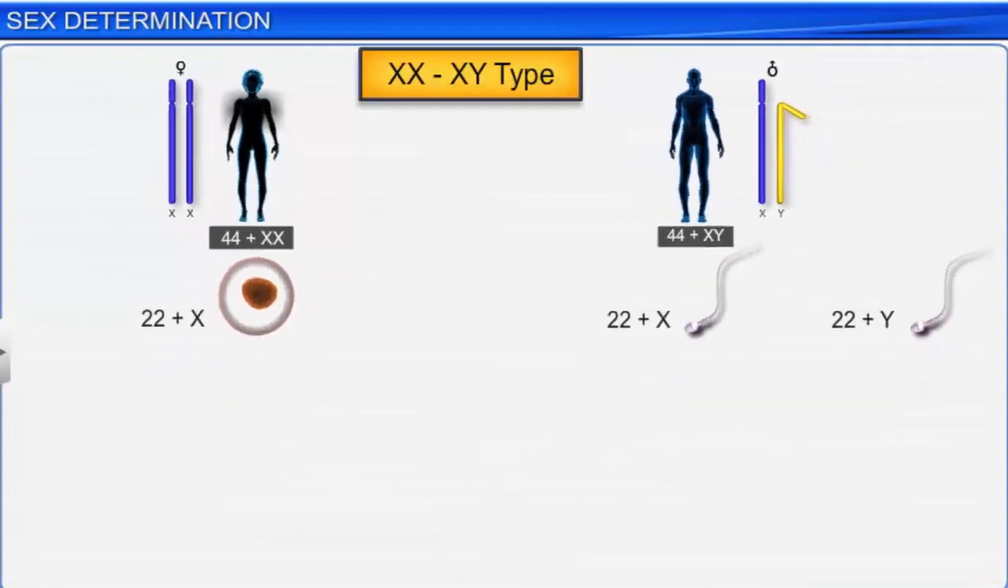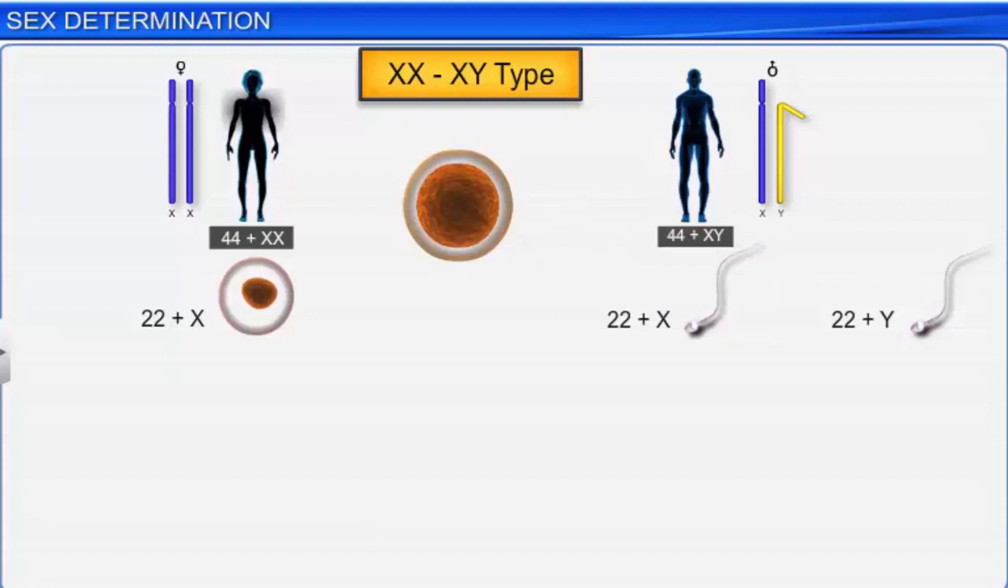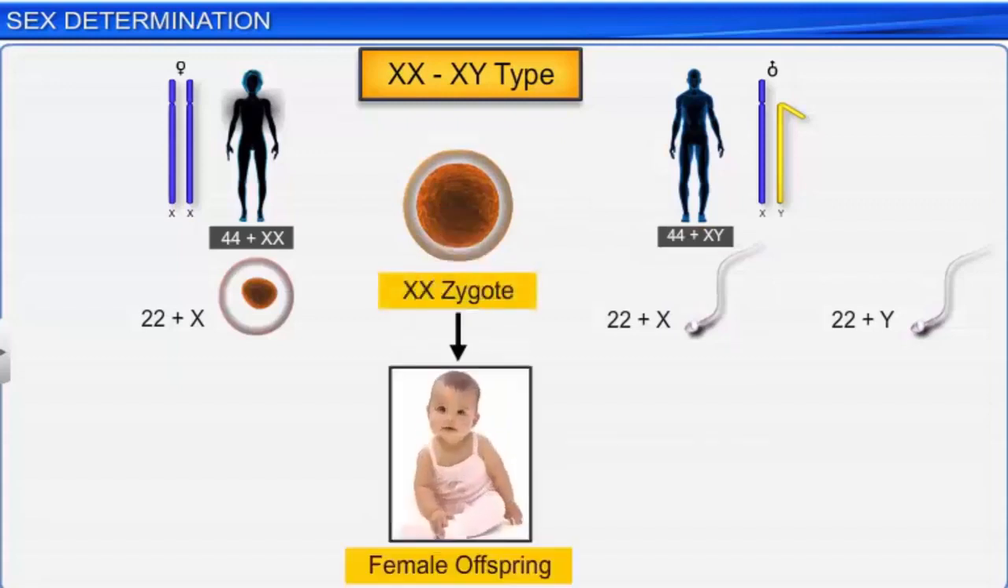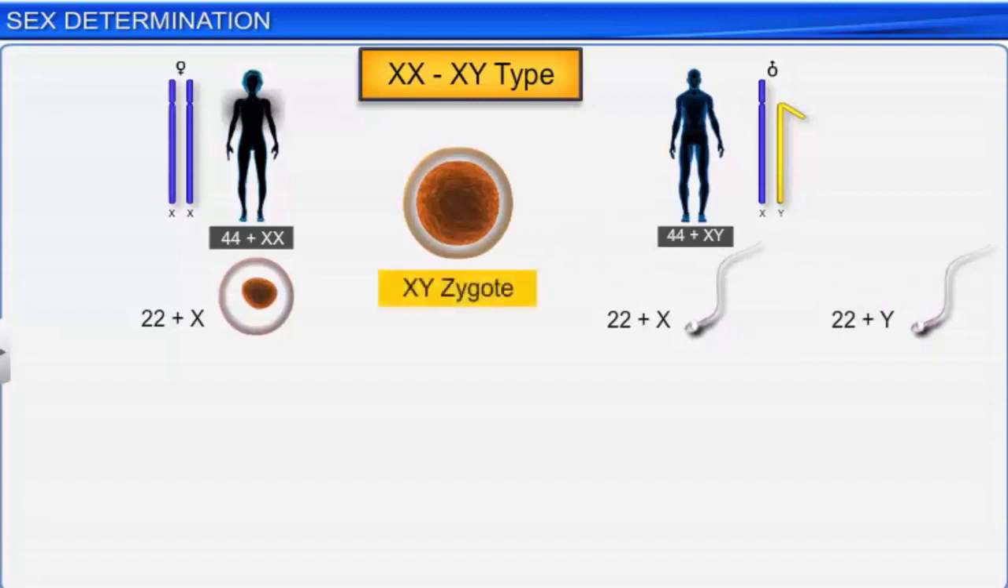So, when an ovum carrying the X chromosome unites with a sperm carrying the X chromosome, the resultant XX zygote develops into a female offspring. On the other hand, when an ovum carrying the X chromosome unites with a sperm carrying the Y chromosome, the resultant XY zygote develops into a male offspring.